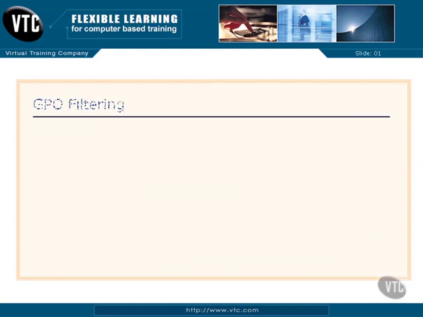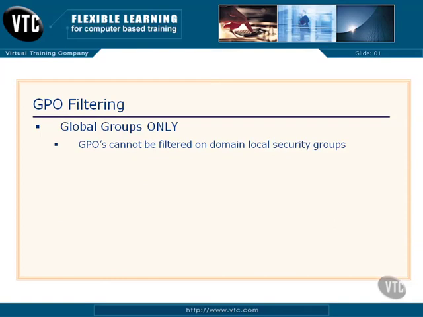Now let me point out one thing, and this is an exam alert. Watch this. GPOs cannot be filtered on domain local security groups, only on global groups. So if you see a question on the exam and they want you to do GPO filtering, you can only do it on global groups, okay? So just keep that in mind.